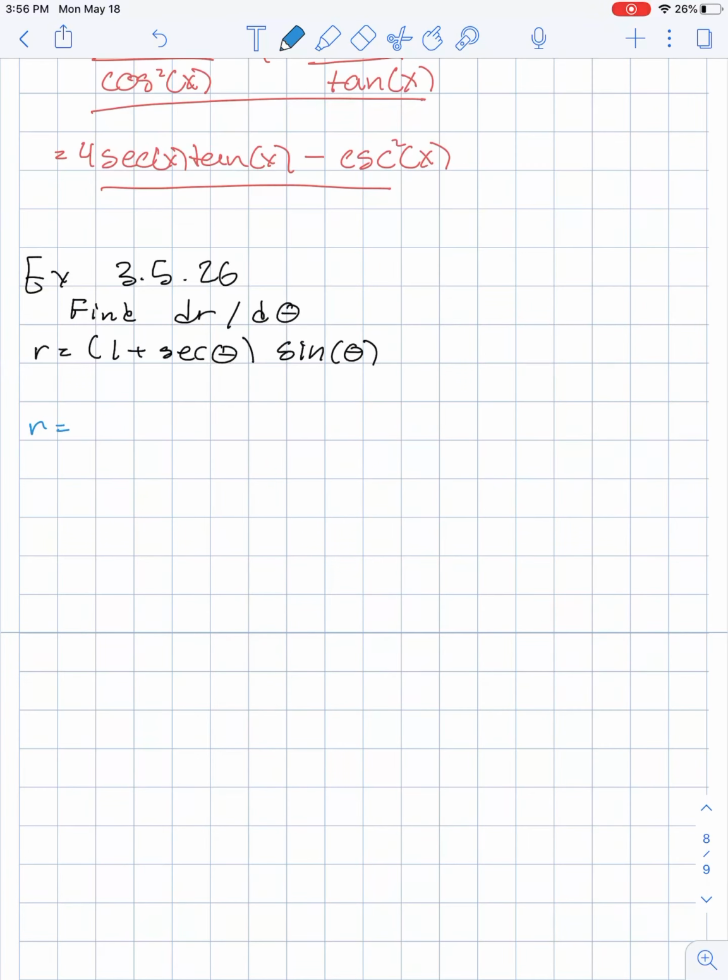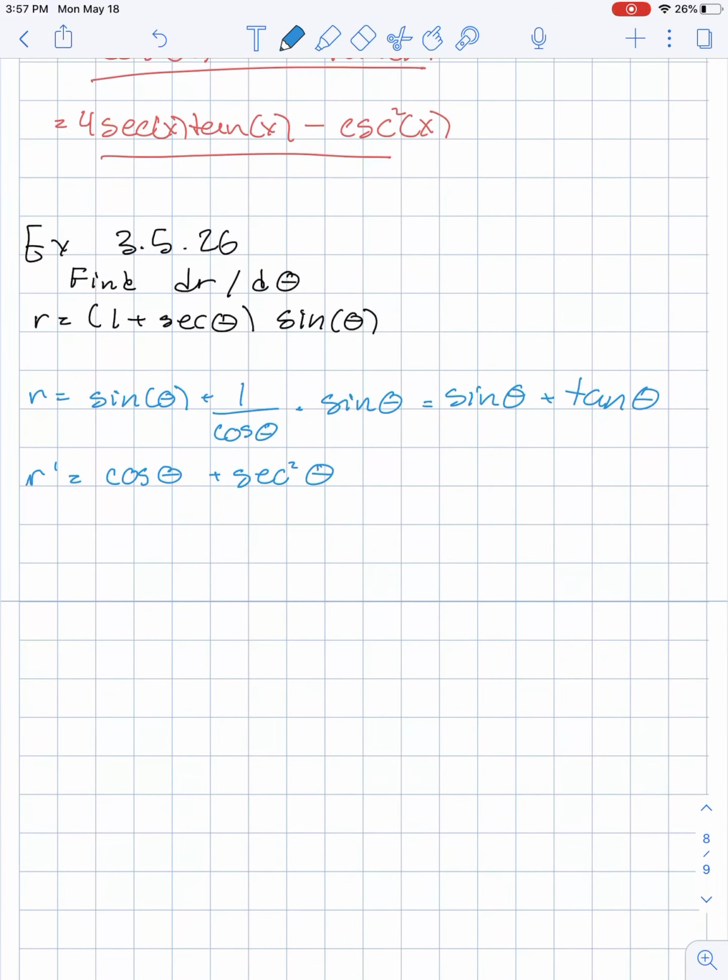So what I kind of want to first do is kind of what we did before and simplify. So I can make r equal to, I can distribute out and I'll get sine of theta plus, remember secant theta is just 1 over cosine of theta times sine of theta, which is just sine theta plus tangent of theta. Well, I know I can take that derivative really easily. Sine's derivative is cosine of theta, and tangent's derivative is secant squared of theta. Beautiful.